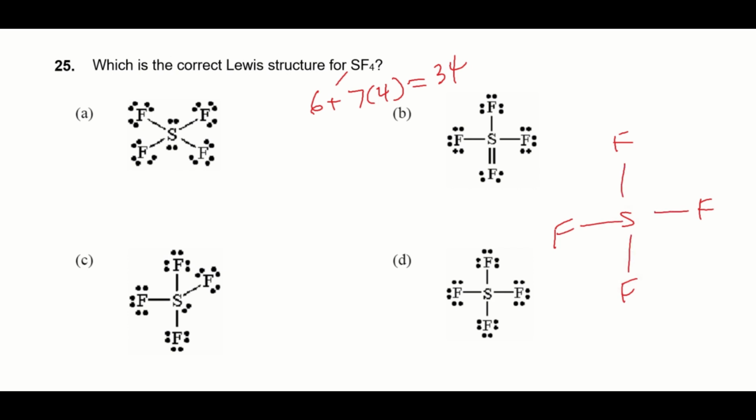Connect them with the bonding pair. It's going to use up 8. We're down to 26. Putting 6 more on each of the 4 fluorines is going to use up 24, and we're going to be down to 2 more. Put them on the central sulfur. Sulfur can have an expanded octet. Answer C.